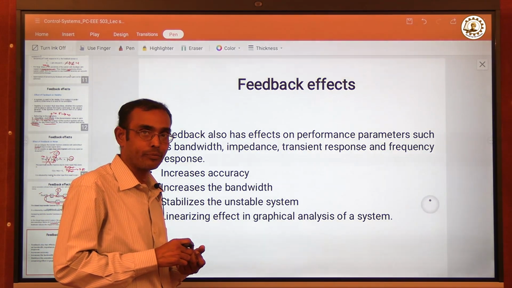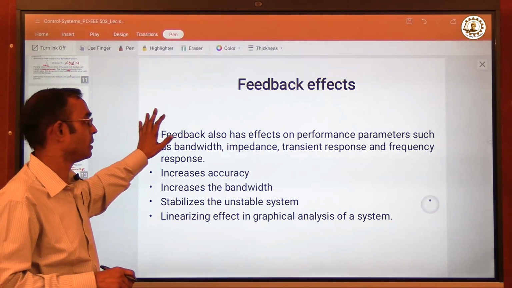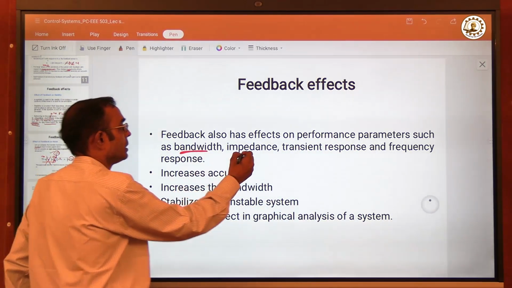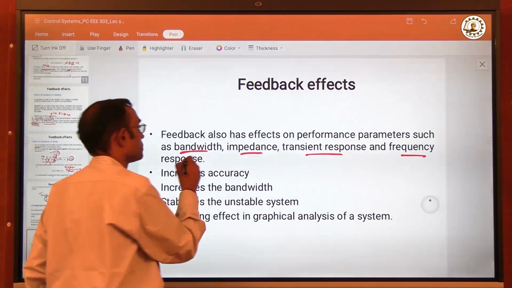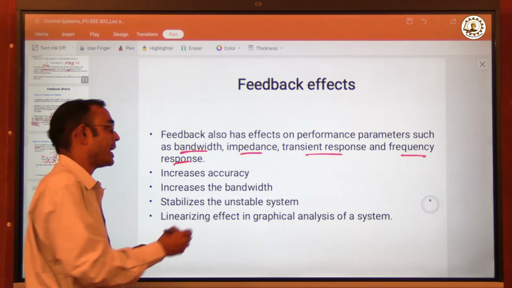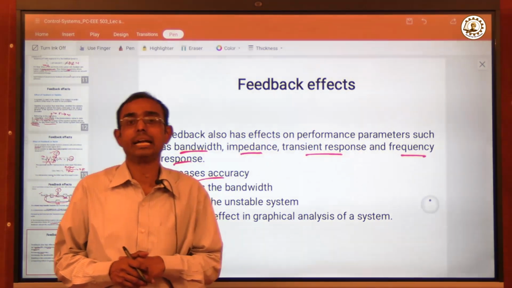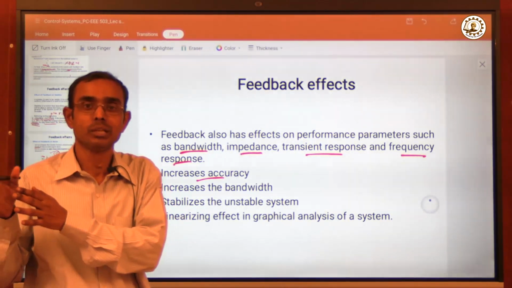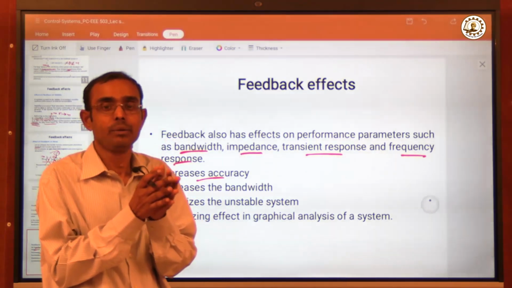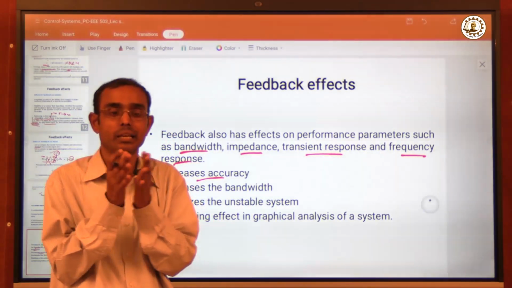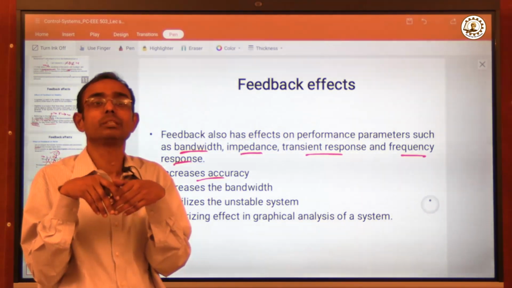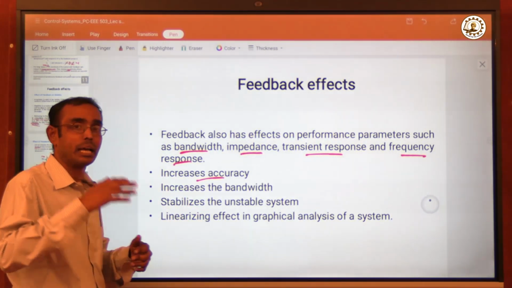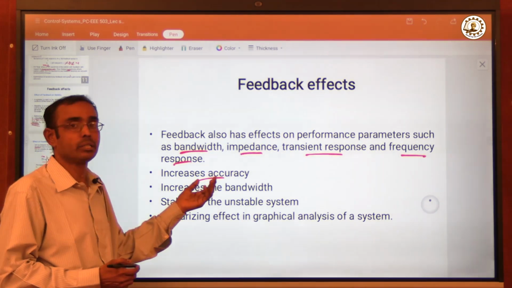Now there are other feedback effects. Feedback also has some other effects on the performance of the control system, such as bandwidth, impedance, transient response, frequency response, etc. It increases the accuracy, which we have already understood: the more the feedback is used, the more the output or the response will come closer to the desired objective, and the error computation will be easier. The error will be easier to remove from the system, and thereby it will ensure more accuracy in the system.